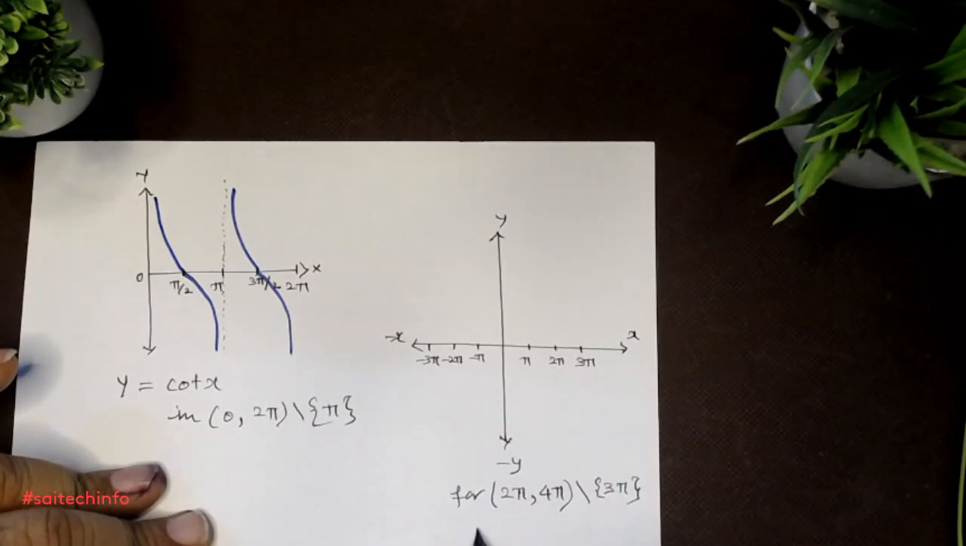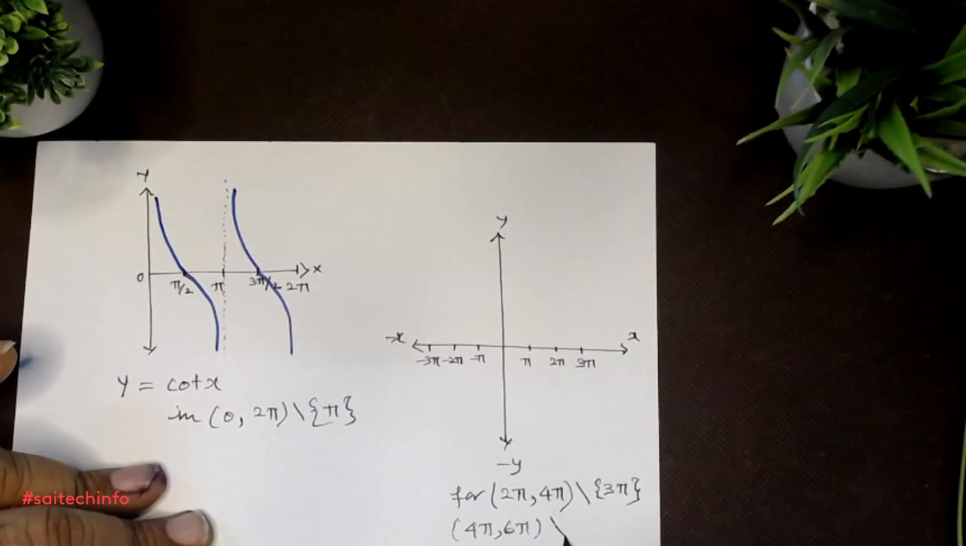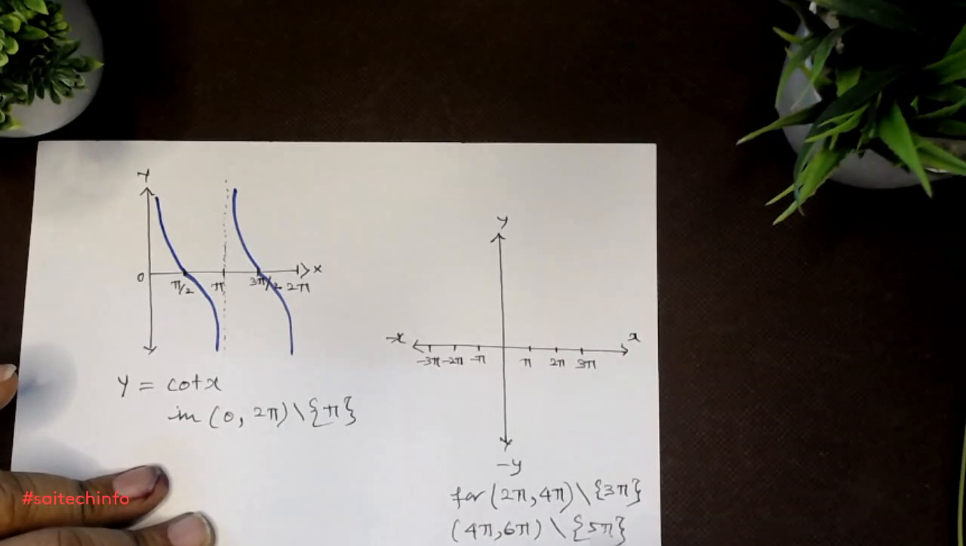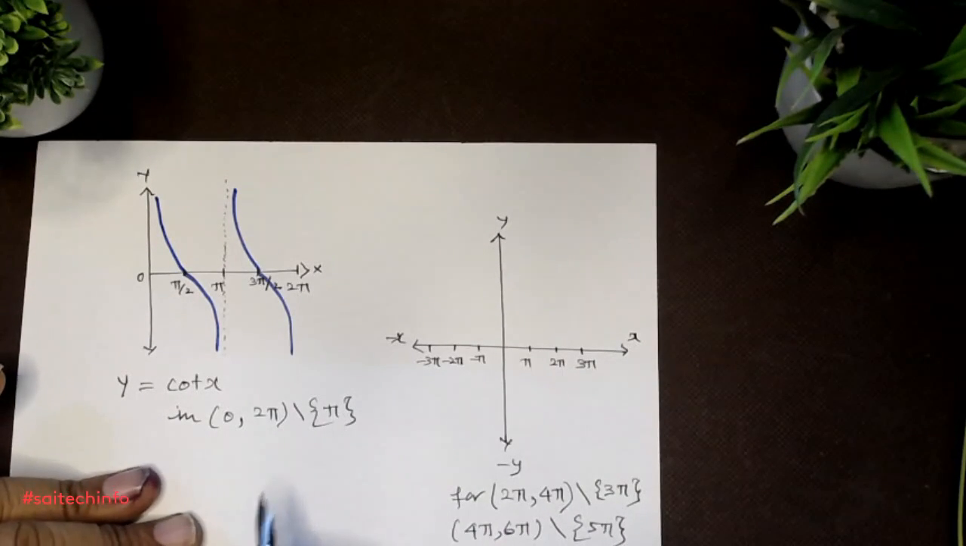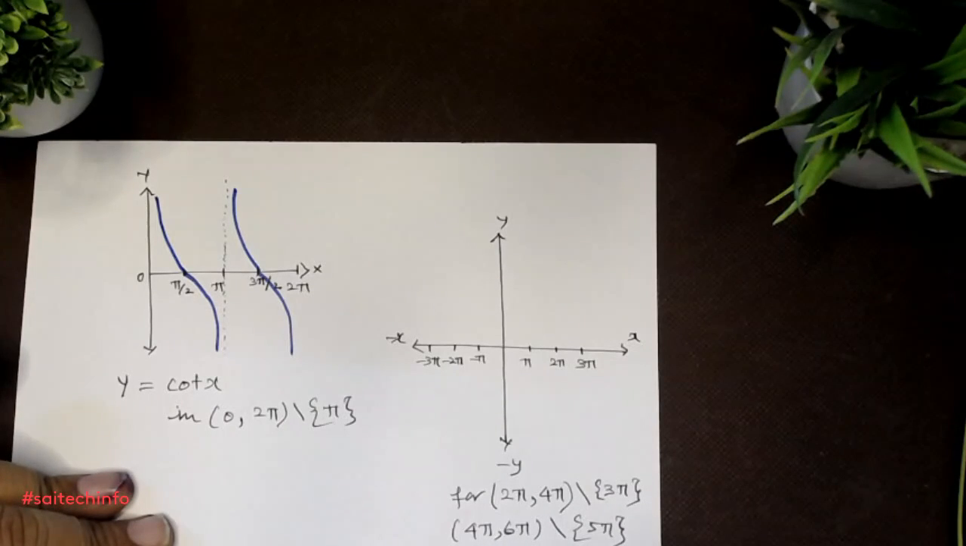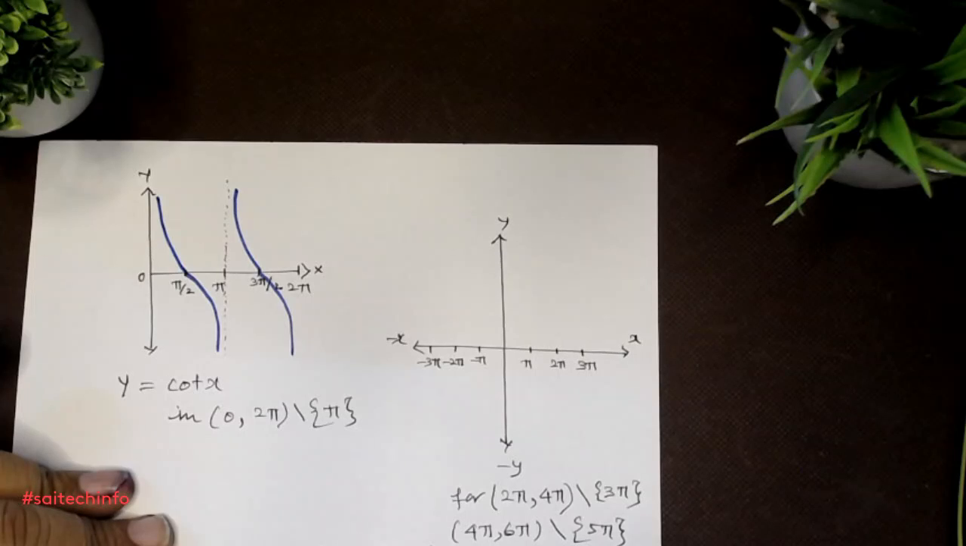Similarly, 4 pi and then 6 pi, excluding 5 pi. Got it? So this you should note down, and so on. And we can write down for negative also. How can we proceed? Minus 4 pi, comma, minus 2 pi, excluding minus 3 pi. Okay, so this is the way you have to write down the set.